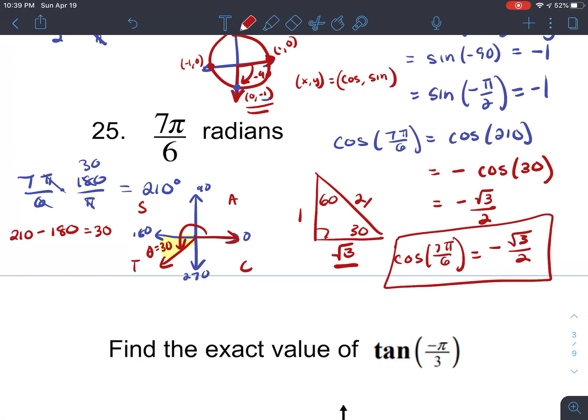So now, what about sine? Well, I'm going to ask you to pause the video and give it a try. When you're done, unpause the video and check your work.